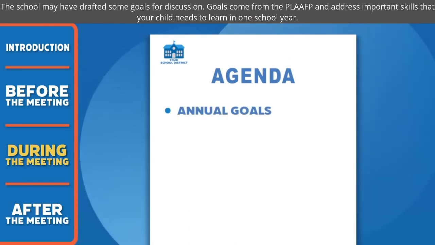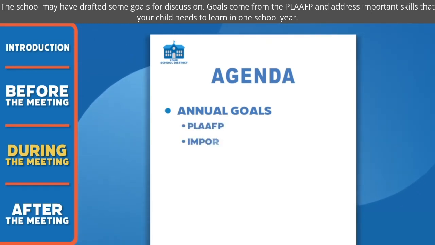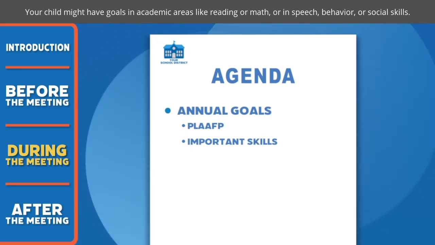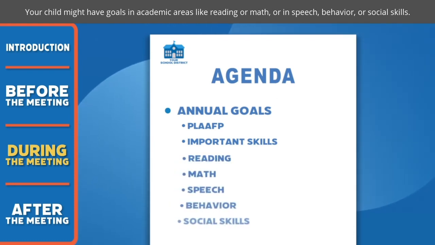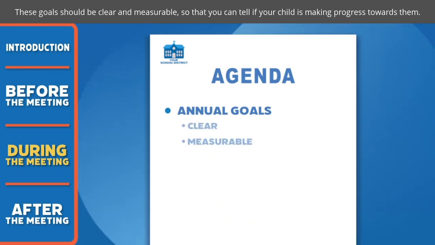Next, the team will discuss your child's annual goals. The school may have drafted some goals for discussion. Goals come from the PLAF and address important skills that your child needs to learn in one school year. Your child might have goals in academic areas like reading or math, or in speech, behavior, or social skills.